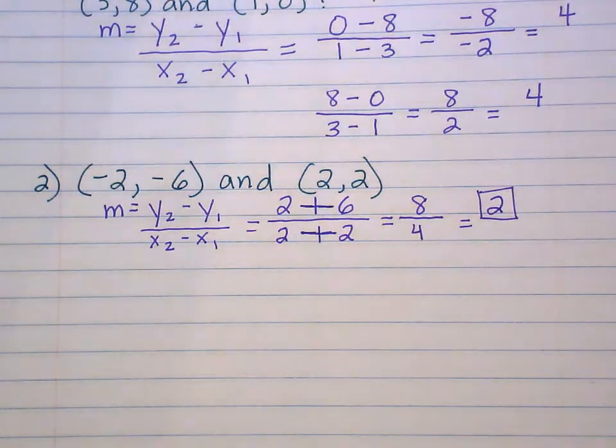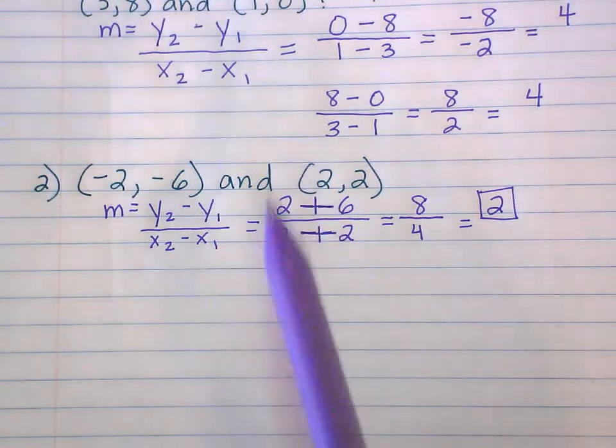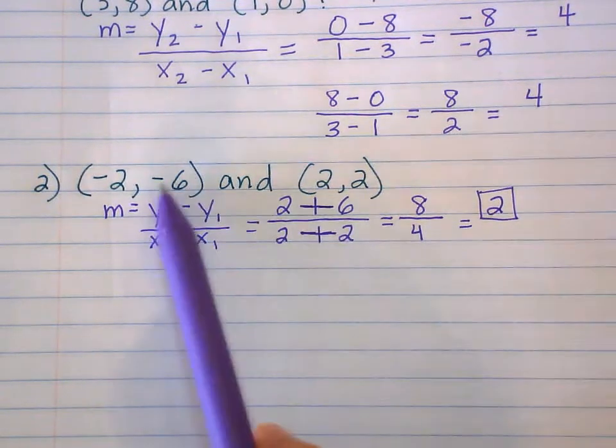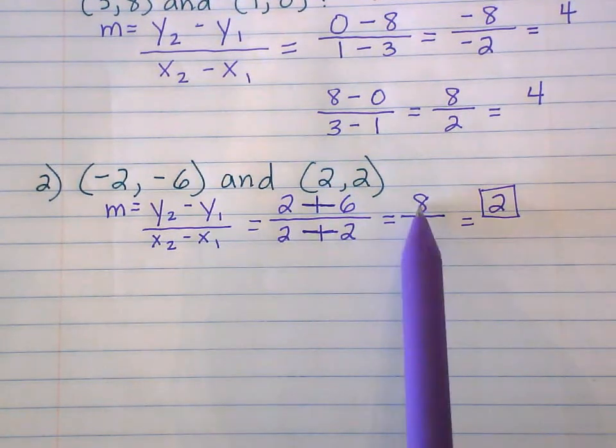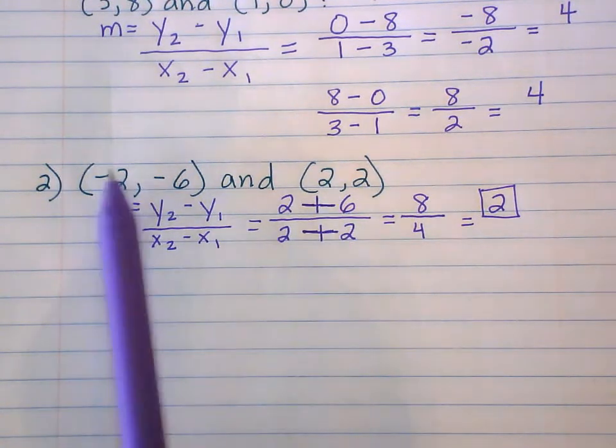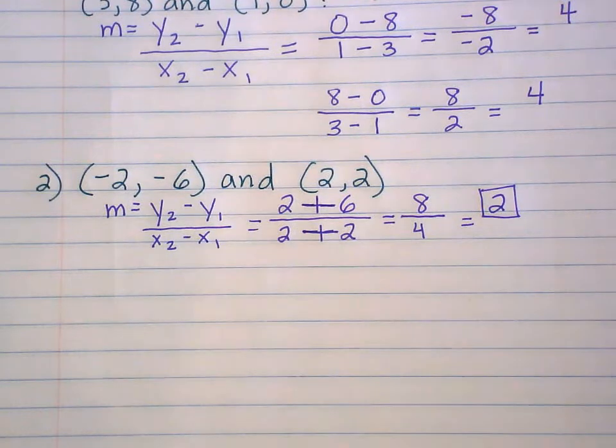So basically what you're doing is just what we were doing with the graph. We're saying, okay, change in y, so from negative 6 to 2. Negative 6 to 2 is increasing by 8, positive 8, over change in x. Negative 2 to 2, well, negative 2 to 2 is increasing by 4.